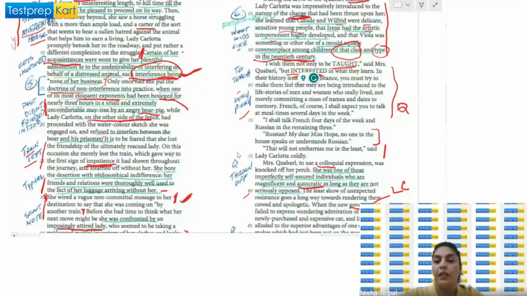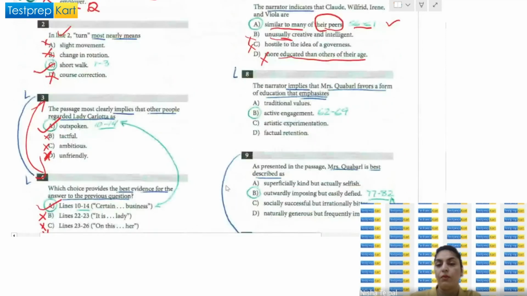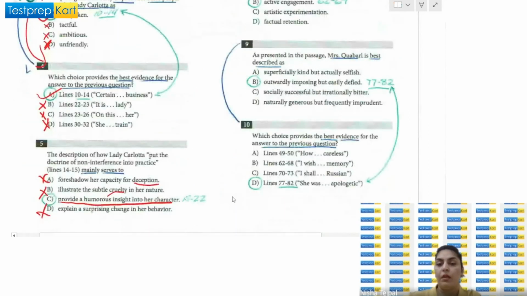Yes, I wish them not only to be taught, said Miss Quawal, but interested in what they learn. In the history lessons, for instance, you must try to make them feel and learn what they are being introduced to, life stories of men and women who really lived, and not merely committing a mass of names and dates to memory. So she says her sessions for her children should be highly interactive, and not only centered upon learning or memorizing.